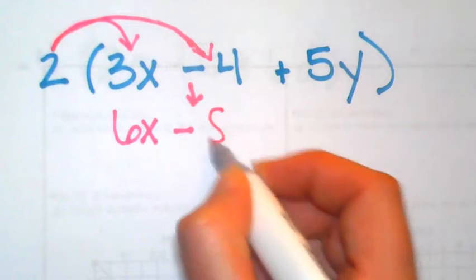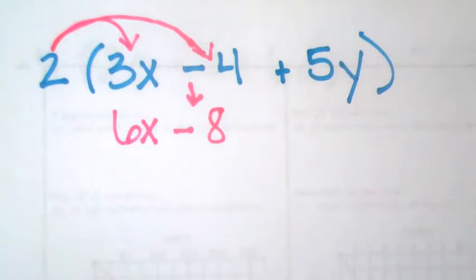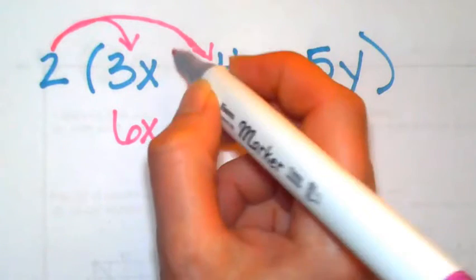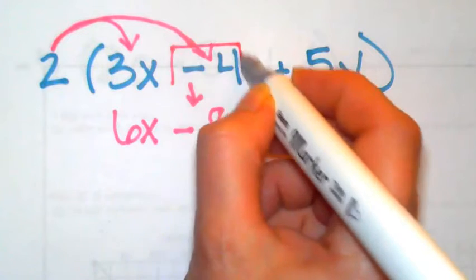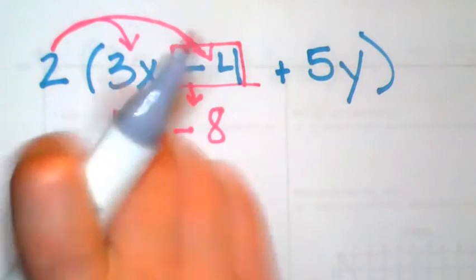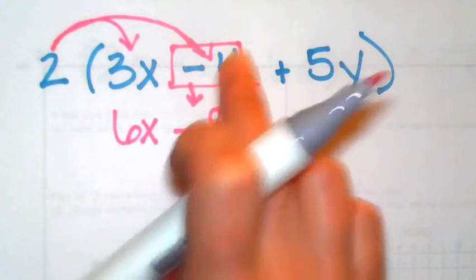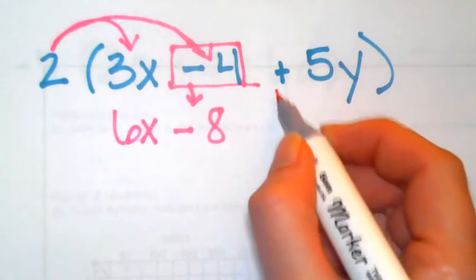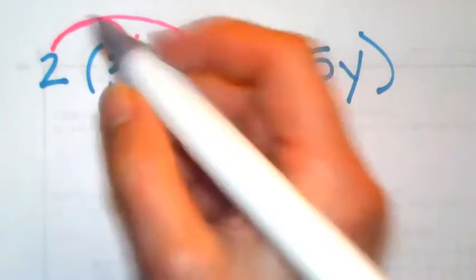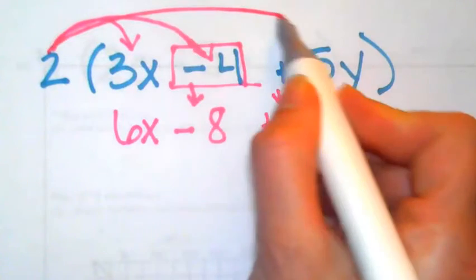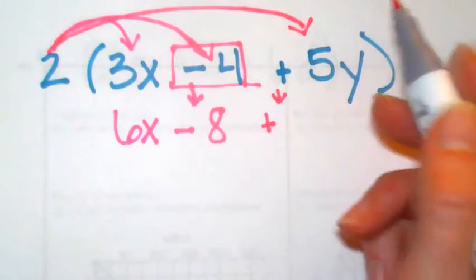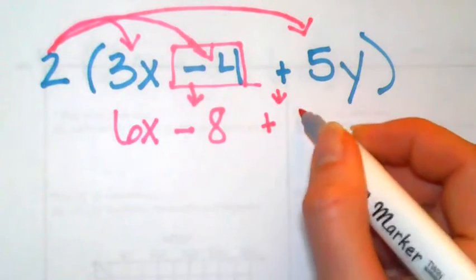is 8. Notice how also when we were doing the combining like terms, you can also think of this as a -4. 2 times -4 is -8. Or you can just drop down the symbol. I'm going to drop down my addition sign, and then I'm going to have 2 times 5y. 2 times 5 is 10. That makes 10y.